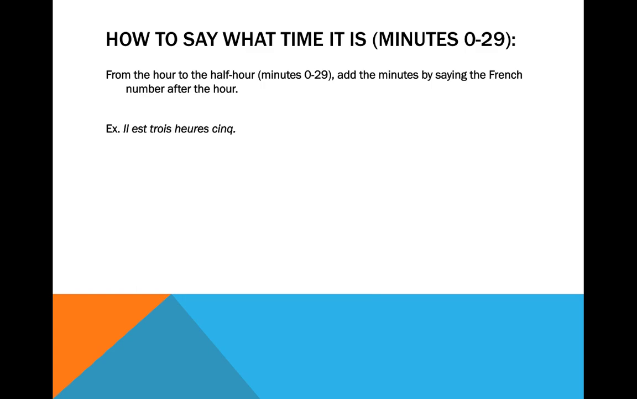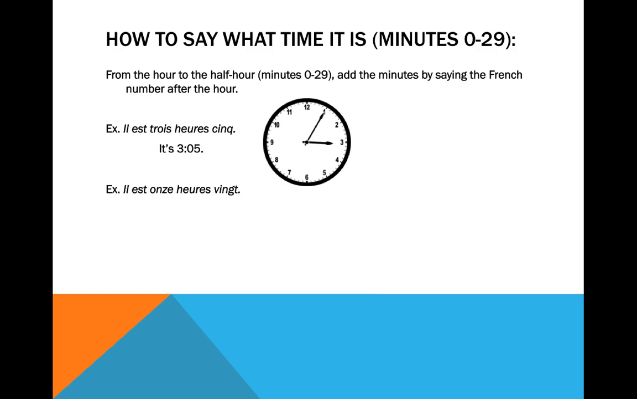For example, il est 3h05. We know il est means it is. 3 heures, 3 hours, and 5, of course, means 5, so this translates to, it's 3:05. Notice that you don't put the word for and in the middle.